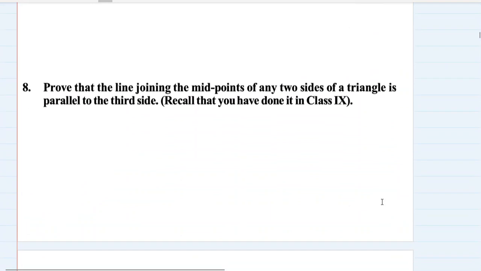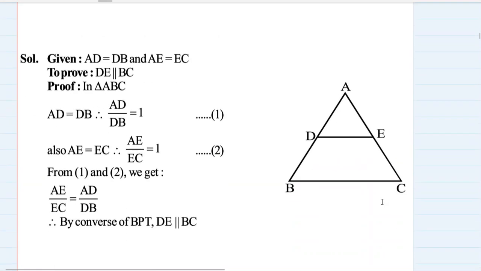Again, one more theorem which we have done in class 9th, the midpoint theorem. The line joining the midpoints of any two sides of a triangle is parallel to the third side. So this is the midpoint theorem, which we have to prove using the converse of BPT. This is the method with which we have proved it earlier already in the first video. Again, I'm repeating, so I'm not going to do this. Skip it and go ahead.